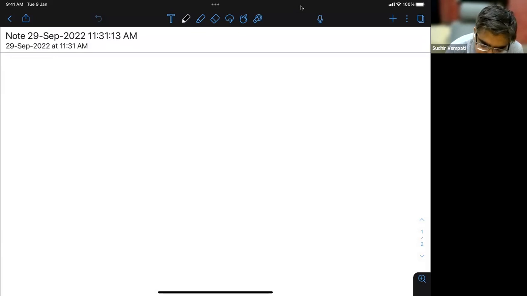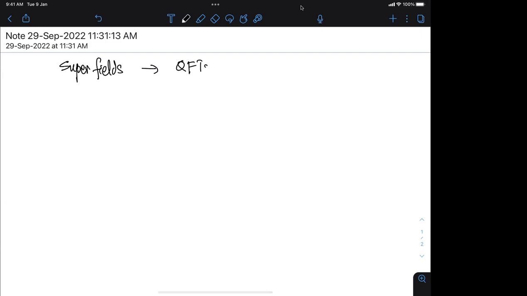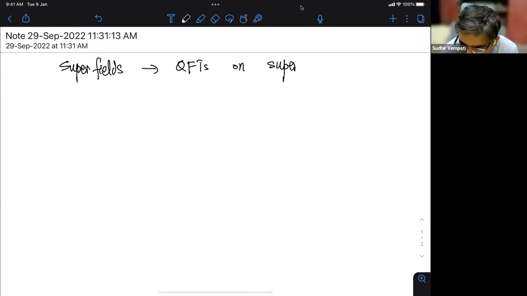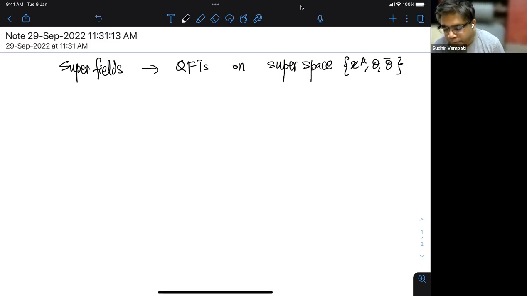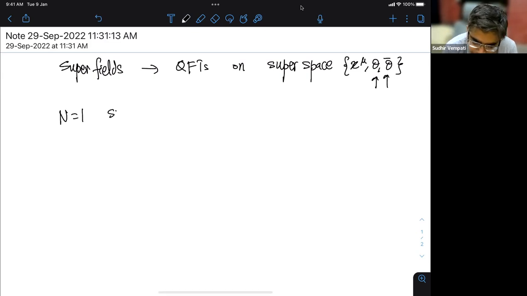So superfields are essentially quantum fields on superspace, where we introduce x mu, theta, theta bar with two Grassmann variables. And as I have mentioned several times, I'm repeating it again and again, that there are only two important superfields for N equals 1 supersymmetry. That means there is only one supersymmetric generator.